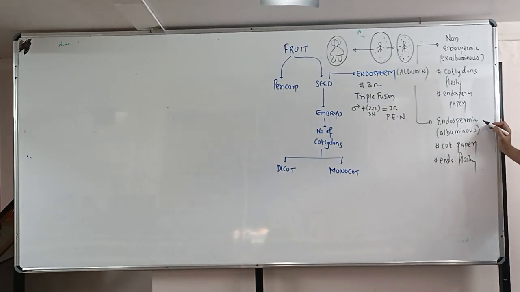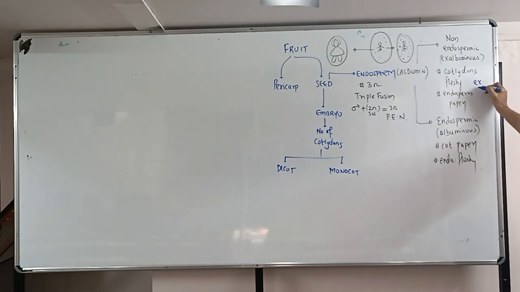So in an endospermic seed, where is the khana stored? In endospermic seed, where is the food stored? Is it the cotyledon or is it the endosperm? Endosperm. In a non-endospermic seed, where is it stored? In the cotyledon. A good, easy example is pea. And an example over here is makkai. That is your maize.